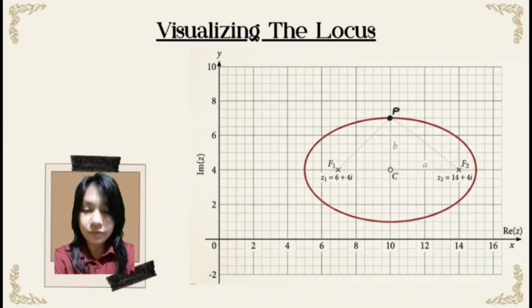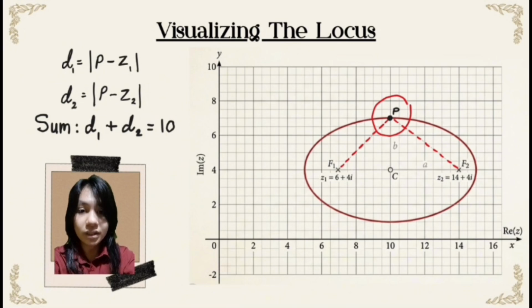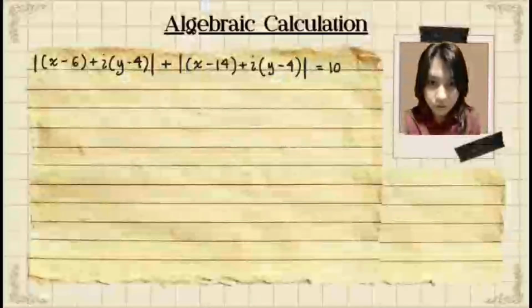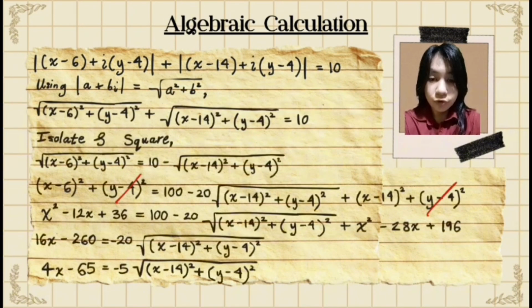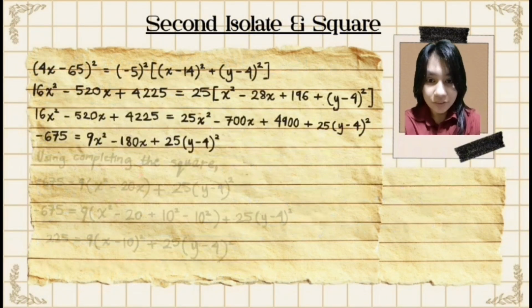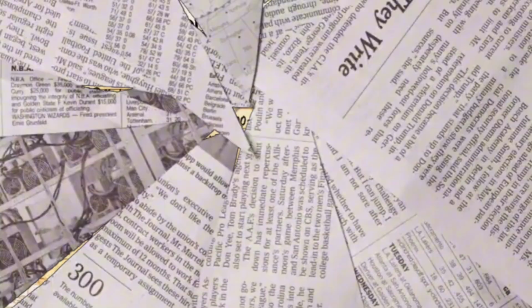Now, a defining property of this ellipse is the equation d1 plus d2 equals 10, which states that for any point along the curve, say point P, the sum of its distances to the two foci will always be 10. Now, using the Euclidean distance formula, we can express this equation in terms of x and y. This expression can then be simplified even further. To do so, we must utilize the isolate and square method, and we must repeat the process twice, since having done it only once, our result will still contain a square root.